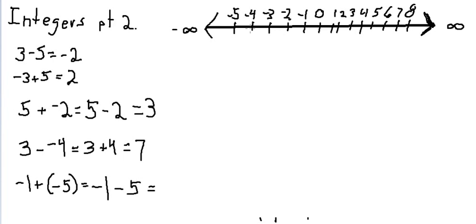So we go to the left 5. 1, 2, 3, 4, 5. Oh, I should have put that negative 6 there. So negative 6. Negative 6.